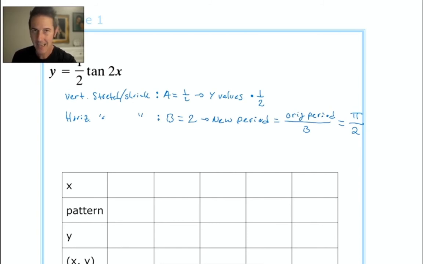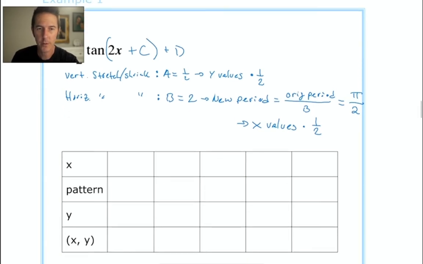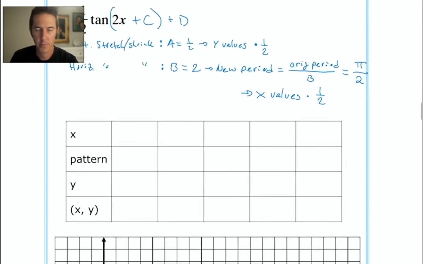How do we enact that? We're going to have to take our x values and multiply them by 1/2. Now in this problem, look at the original equation, there is no c value. There's no horizontal shift. There's no phase shift. Nor is there a d value. So there's no vertical shift either. So this one is a bit of a starter function for us, which is fine.